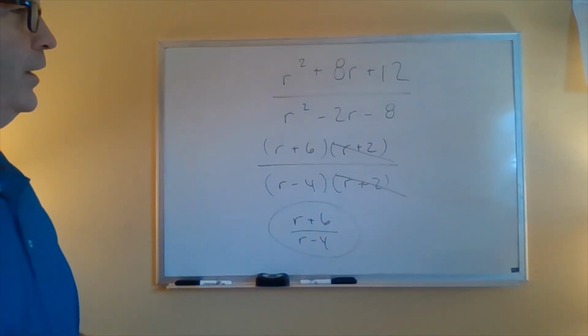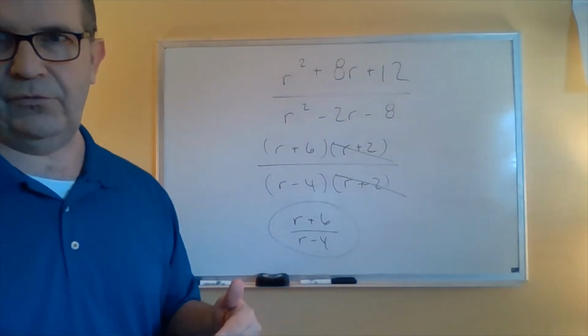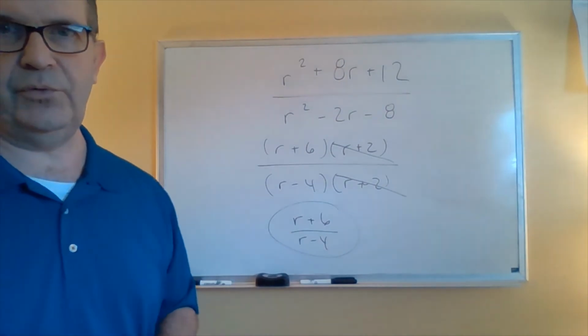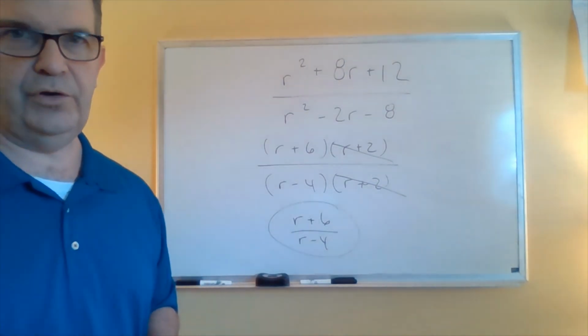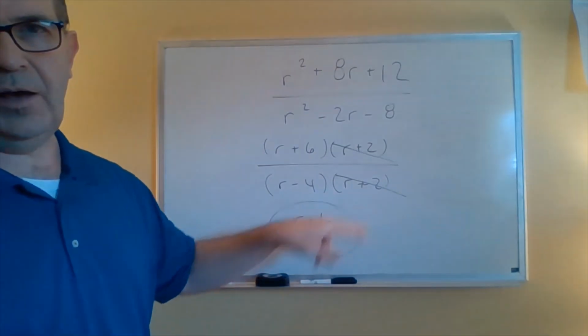On your homework, you'll have 4 problems where you are factoring out the common factor, like we did in our first 2 examples, and you'll have 6 problems where you will be factoring trinomials like this and canceling out common factors.